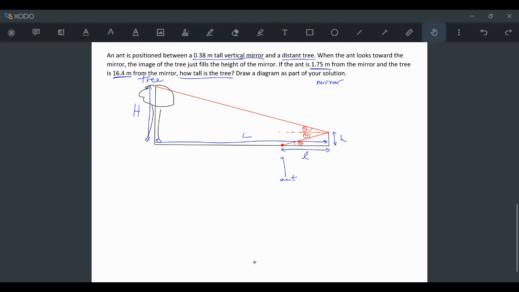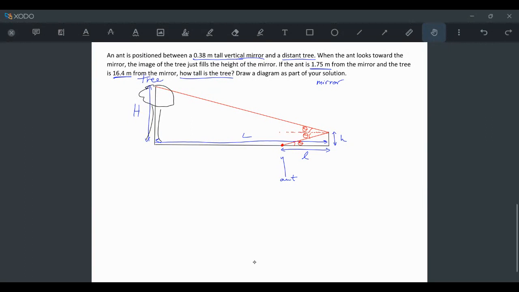So the two on the top here, and these two are theta just by geometry. You can pick out a bit of a Z pattern, and the interior angles on a Z are equal. So this is all well and good, but it doesn't seem like it exactly helps us.